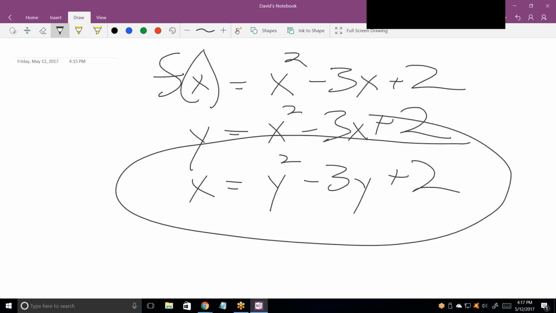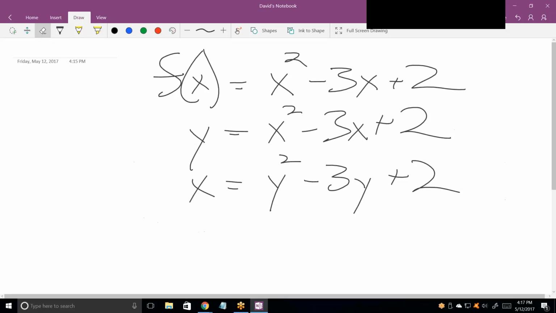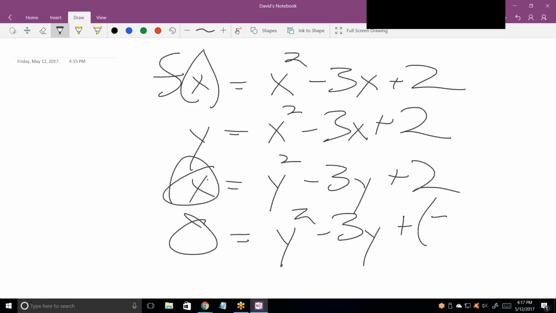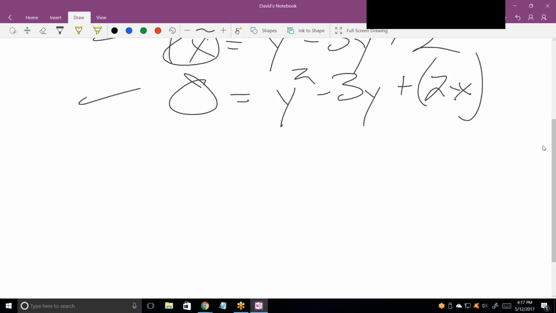Just in case they give you something like this, let me show you how you do it. You treat x like it's a constant, and you put it with your number like that. With me? Nothing's changed. That's the same. Now you use the quadratic formula on this.